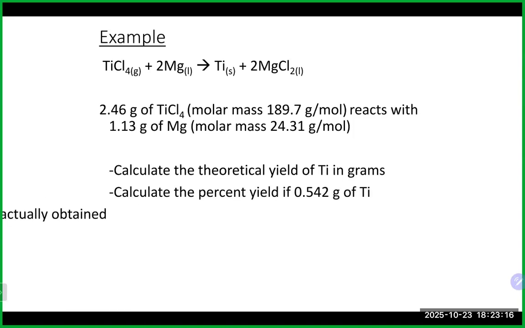All right, let's say you have this reaction here. You're going to react 2.46 grams of TiCl4. The molar mass is given to you. Otherwise, you get that on the periodic table. 189.7 grams per mole. Reacts with 1.13 grams of magnesium. Calculate the theoretical yield of Ti and also the percent yield if you produce 0.542 grams of Ti. So take a few moments there, work through it. Ti is 47.88.